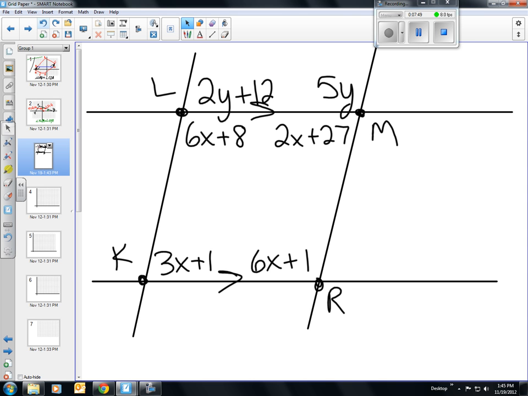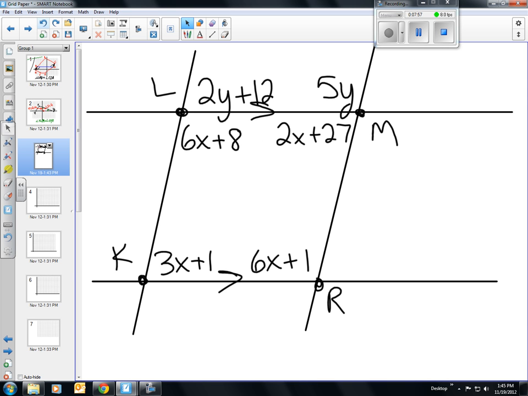Versus the two lines here, MR and LK. 6x plus 8 is touching that line, and 2x plus 27 is touching that line. We don't know that those two lines are parallel to start the problem, so therefore we can't say that they add up to 180 degrees. And the same kind of reasoning applies with 2y plus 12 and 5y. We don't know that they are touching parallel lines, so we can't say that they add up to 180.